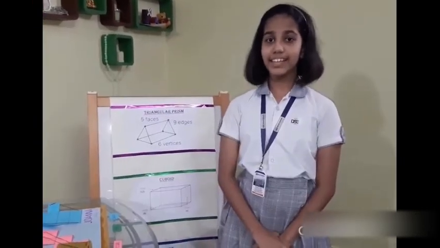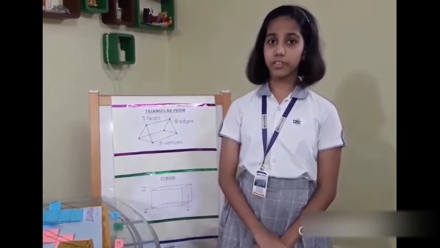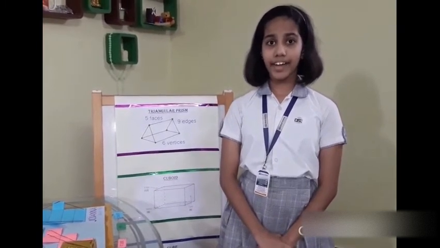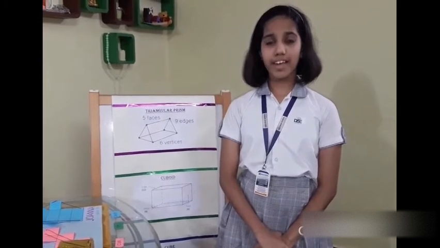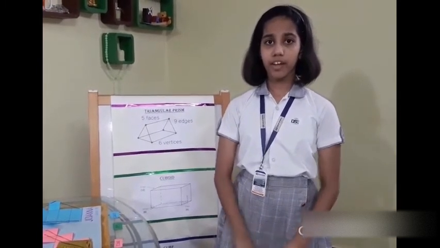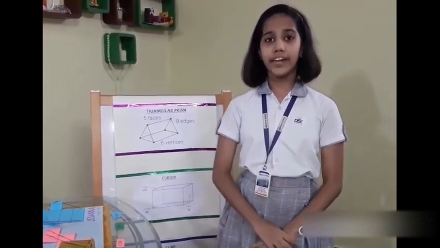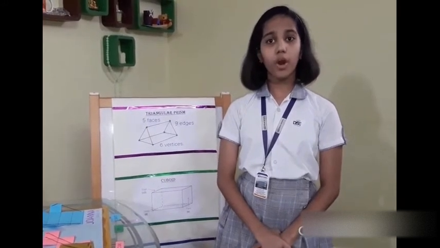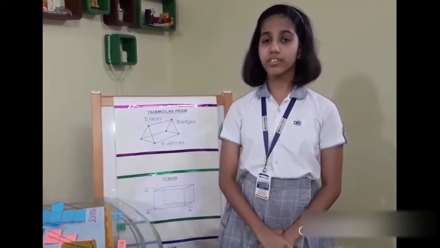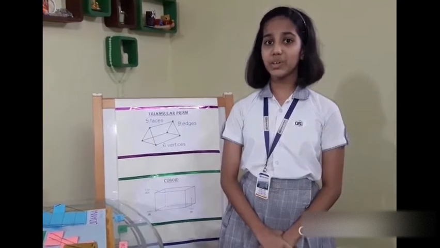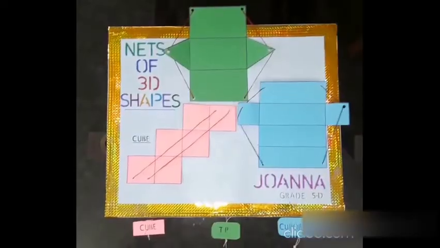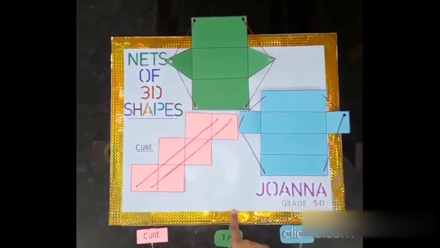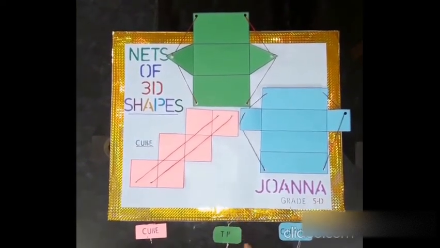Now friends, let's understand the nets of 3D shapes. A net is a pattern that we can cut and fold to make a 3D shape. Remember friends, a net of a 3D shape not only contains the faces of the 3D shape, but also the right arrangement of the faces. These are the nets of 3D shapes.